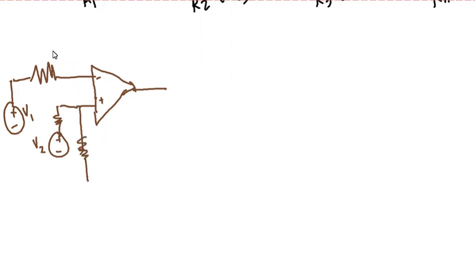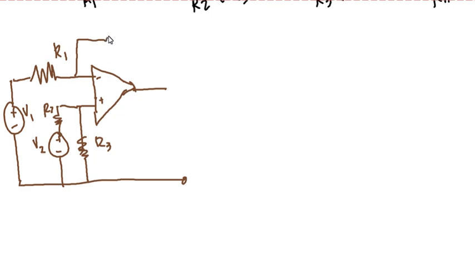Okay, so we call this R1. This will be your R2, this will be your R3, and this will be connected directly to ground. Then we will have the feedback resistor, so this will be your RF, and then our VO, positive, negative. That is the appearance of our difference amplifier.